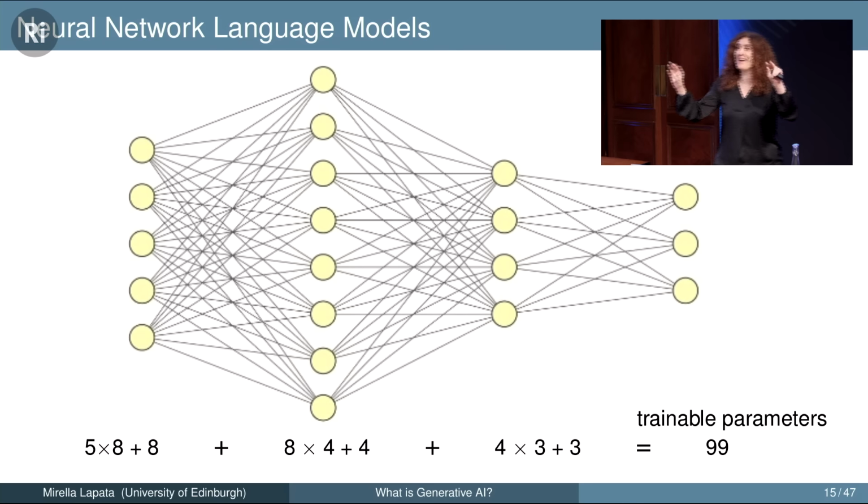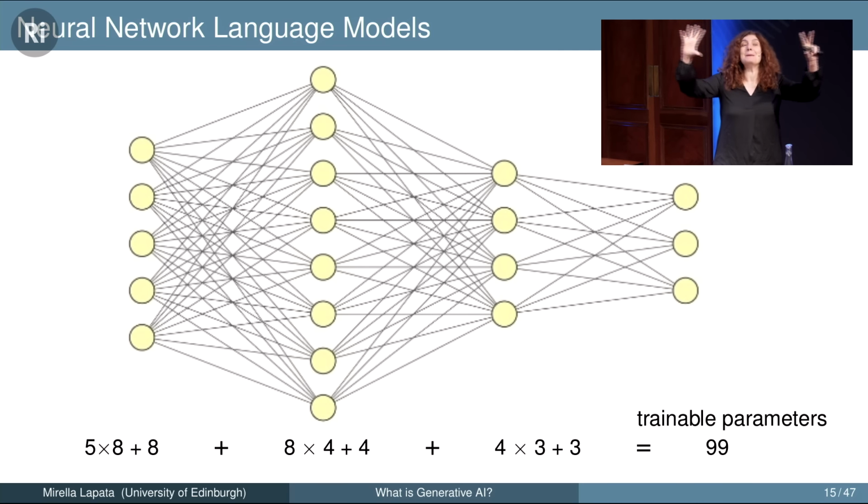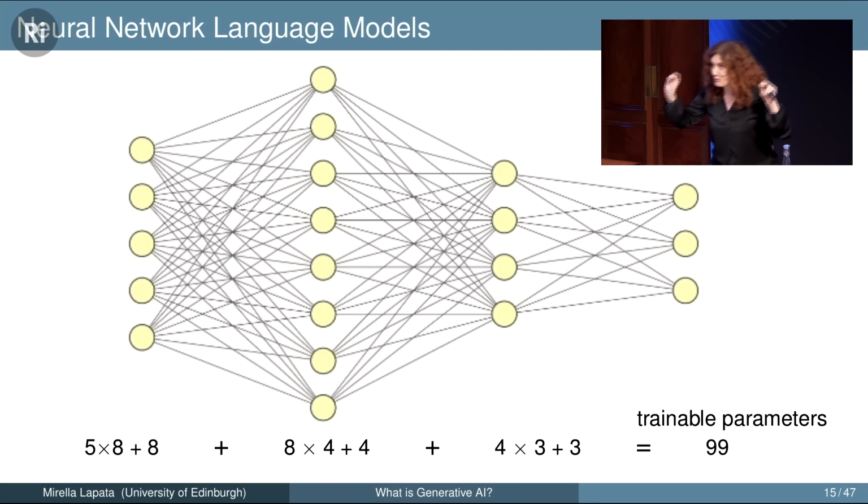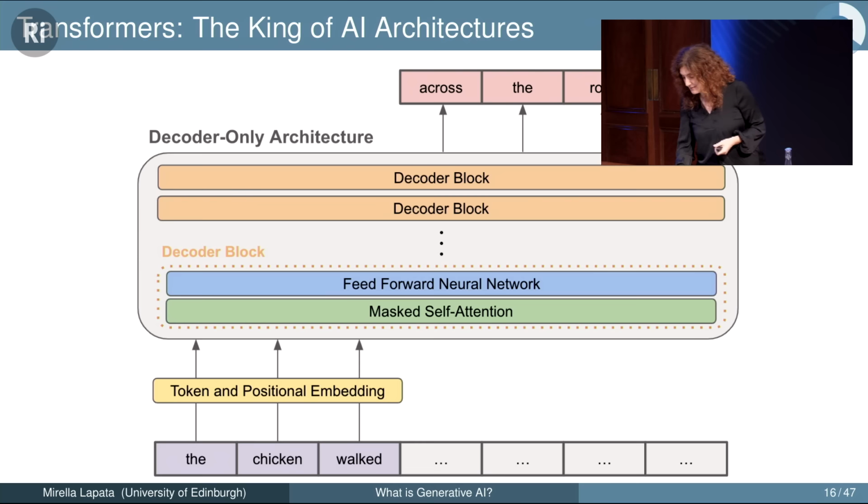When you hear this network is a billion parameters, I want you to imagine how big this will be. Okay? So 99 only for this toy neural network. And this is how we judge how big the model is, how long it took, and how much it cost. It's the number of parameters.